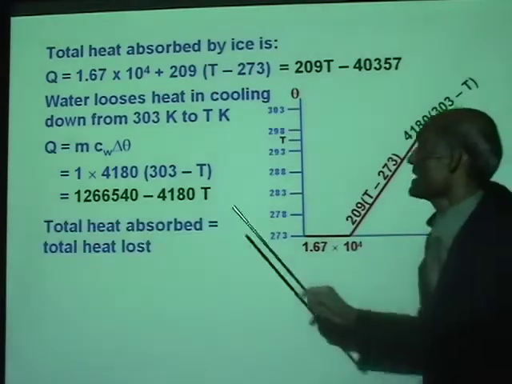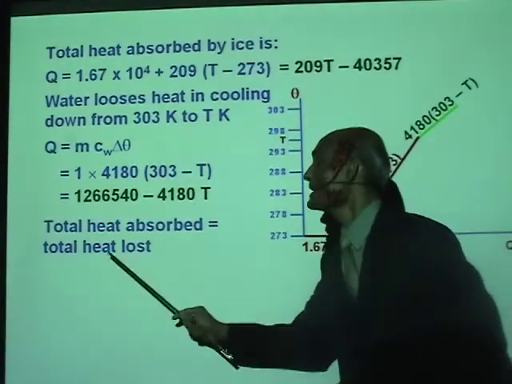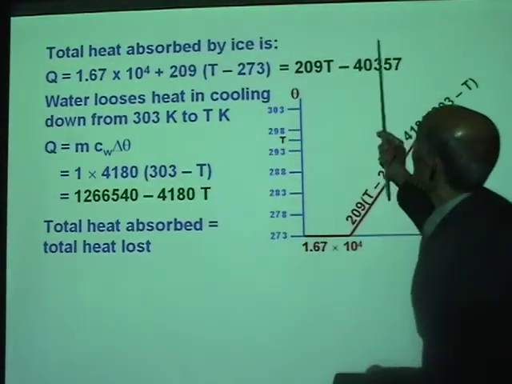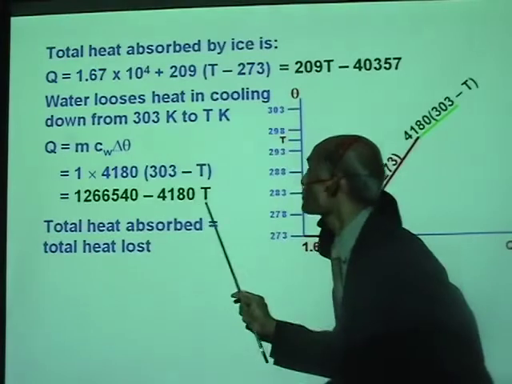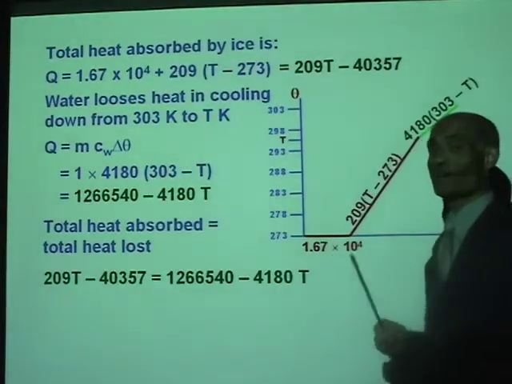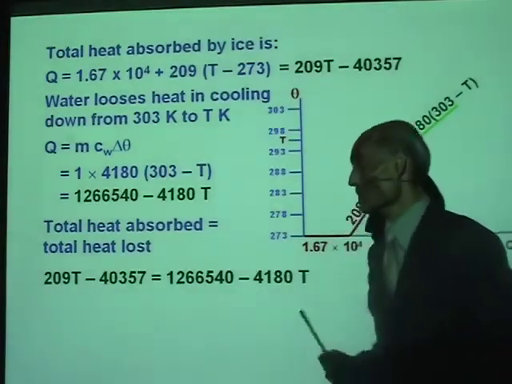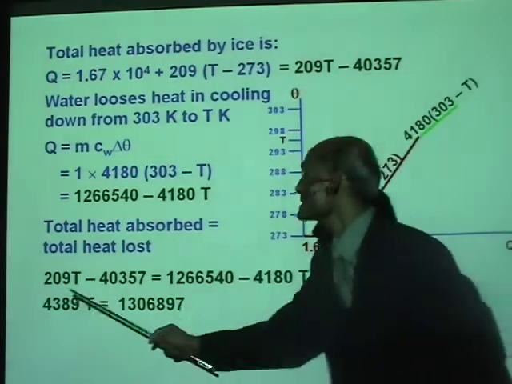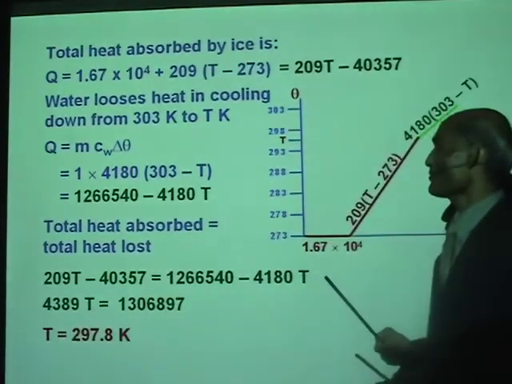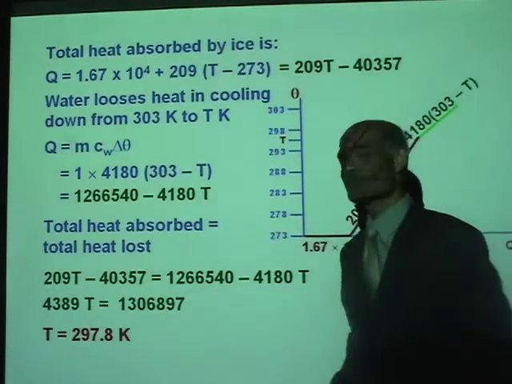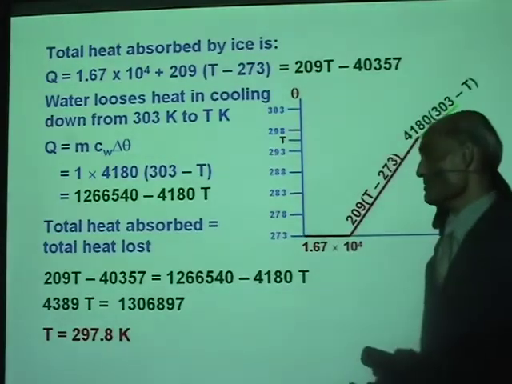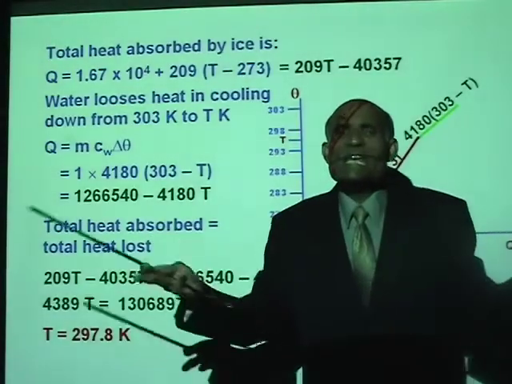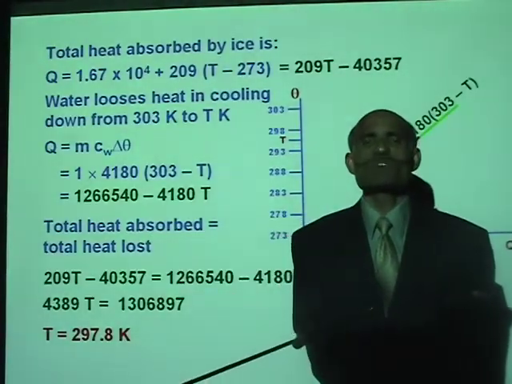There you are. Now total heat absorbed equal to total heat lost. And now it is simple for you. I'm going to leave it for you to combine the terms in T and solve for T. So T equal to 297.8 Kelvin. Now, this is a relatively easy part of thermodynamics.